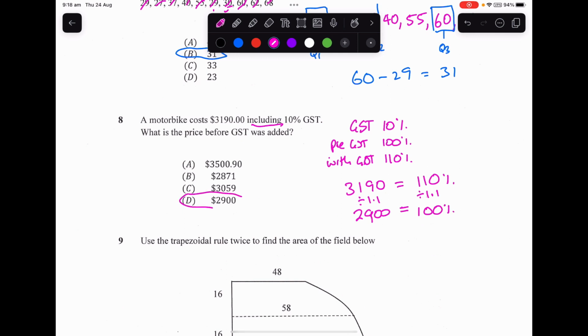Now, if you can't remember to do it that way, do it this way. So if you have 3,190, we know that is 110%, divide by 110, okay, and we get 1%. So 3,190 divided by 110 gives me 29. And then I'm going to times that by 100 to find 100%. And that will give me my 2,900. Okay, so you can use that method as well.